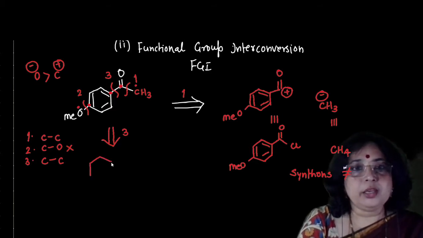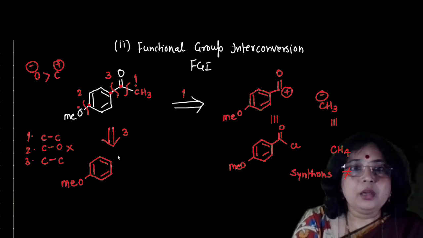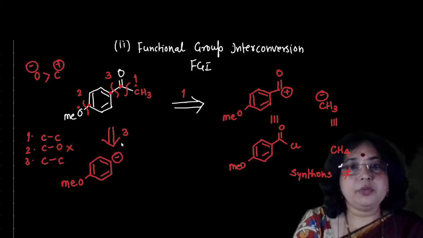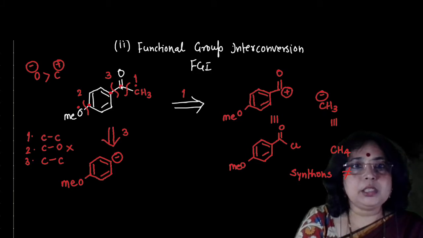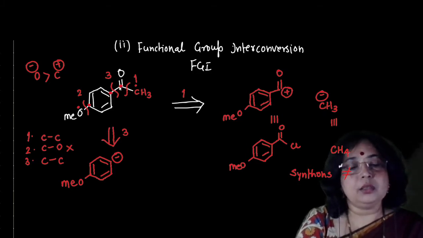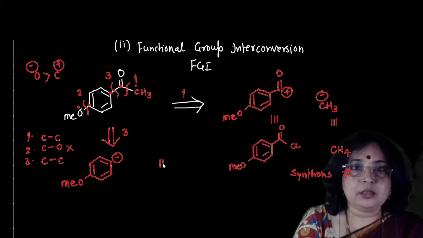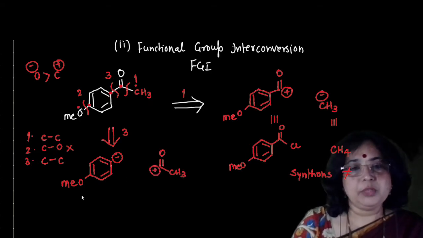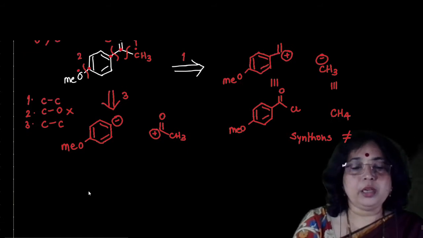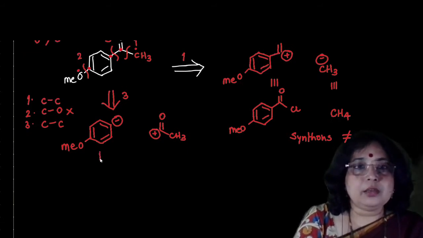Here I am getting the methoxy group, and the negative charge will stay, because as we know, this carbon is always electron deficient, so the positive charge will always be at the carbon of the carbonyl group. So this is what is obtained over here.